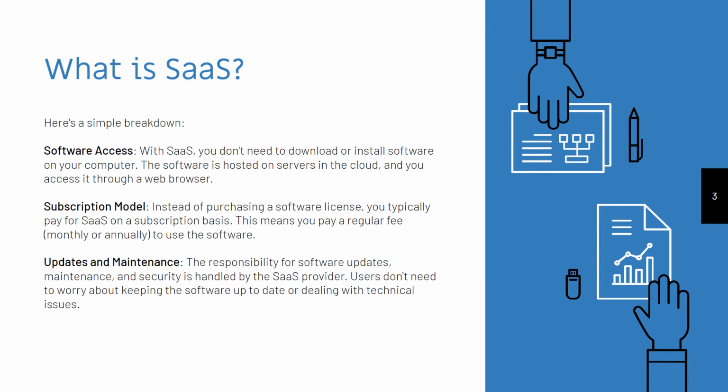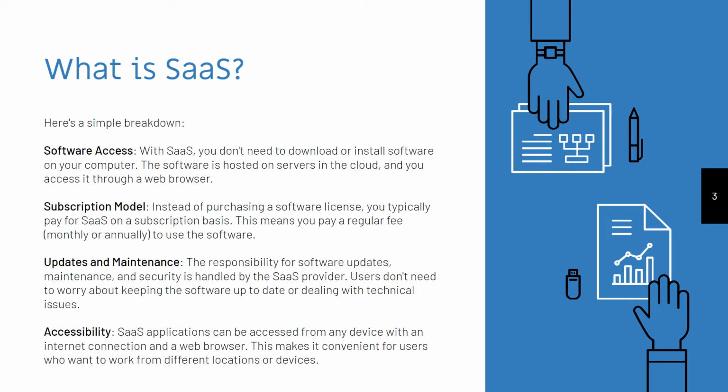Updates and maintenance. The responsibility for software updates, maintenance, and security is handled by the SaaS provider. Users don't need to worry about keeping the software up to date or dealing with technical issues.